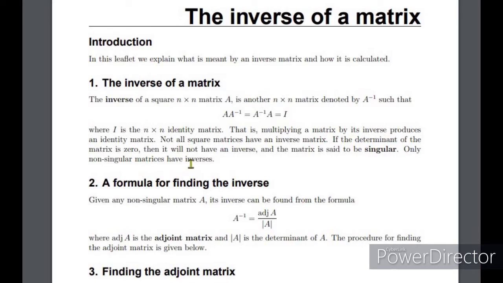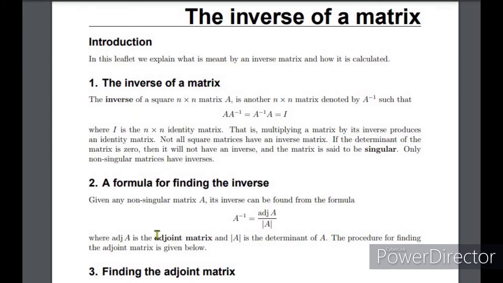So not all square matrices have an inverse matrix. You have to take note of that. Not all square matrices. If the determinant of the matrix is 0, then it will not have an inverse, as we mentioned earlier. So you remember that. And the matrix is said to be singular. If a matrix has no inverse, then it is said to be singular. Otherwise, it is non-singular if it has an inverse.